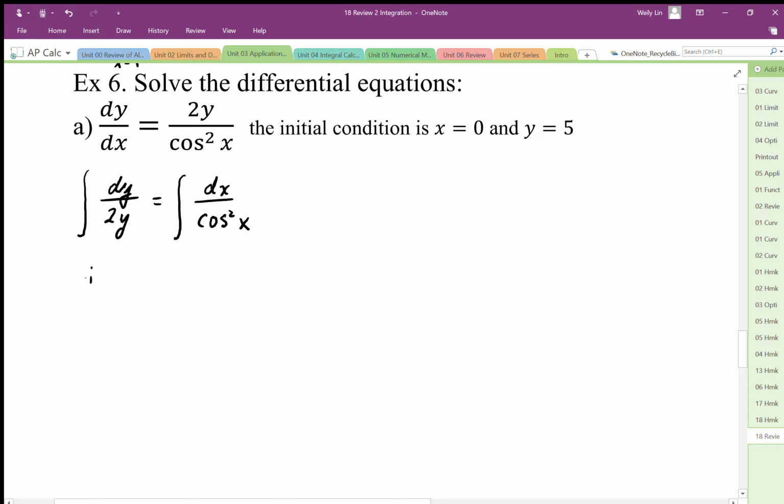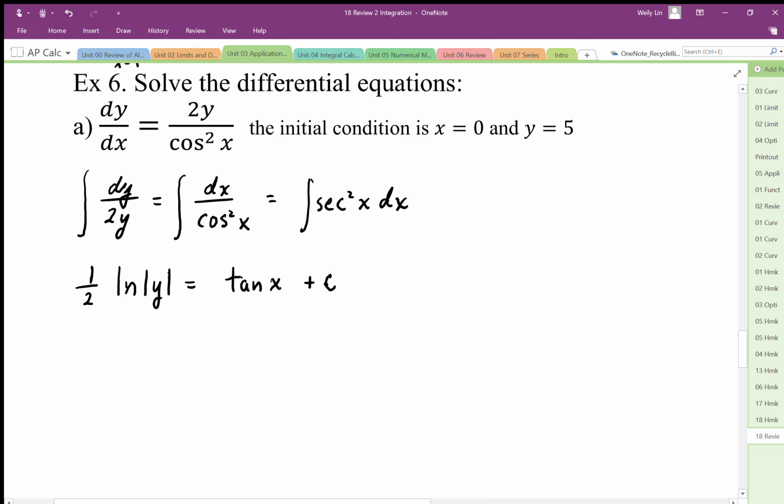I'm going to integrate this with respect to y, so that becomes log, sorry, it's going to be the integral of 1 over y, which is log y. Okay, and I'm going to avoid the plus c right now. I'm just going to put the plus c on the second term. So this is going to be the integral of secant squared. So that's going to become tan x. And then I'm going to put the plus c here.